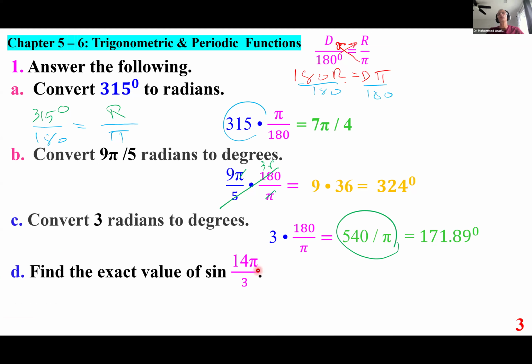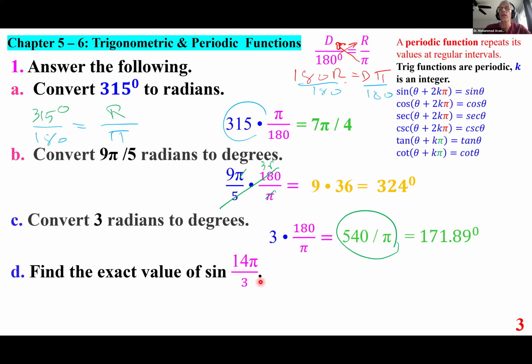What about 14 pi over 3? We want sine of 14 pi over 3. What should we do? Every trigonometric function is a periodic function with the period of 2 pi, except tangent and therefore cotangent, where the period is pi. So a periodic function repeats its value at regular intervals. Trig functions are periodic. K is an integer. So sine of theta plus 2k pi is sine theta. Cosine would be the same thing, 2k pi. Secant and cosecant go with that. Tangent is just pi, so plus k pi.